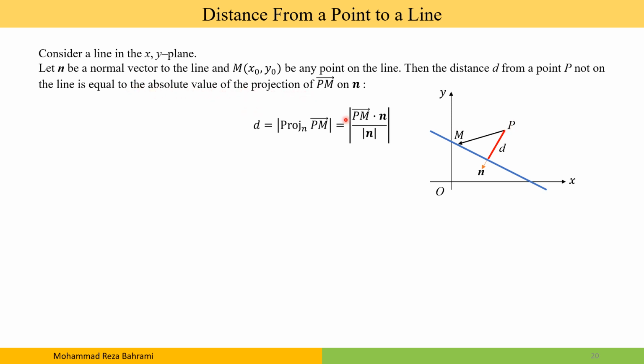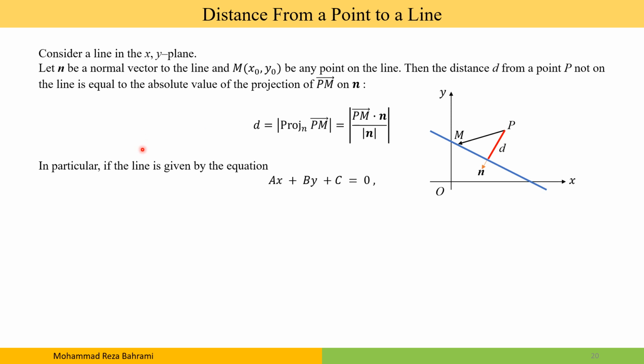the projection of Pm on the vector n. So the absolute value of the projection of vector Pm on n, as you remember from the second tutorial, is the dot product of Pm and n divided by the norm of vector n.